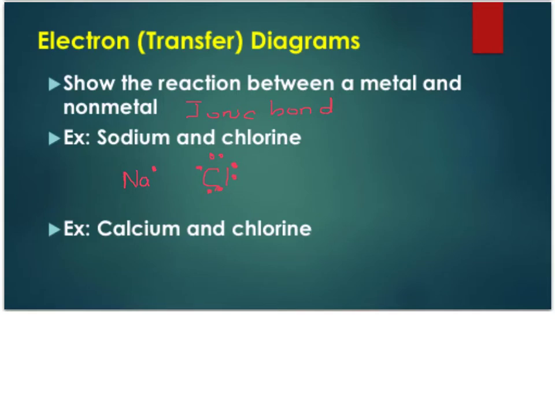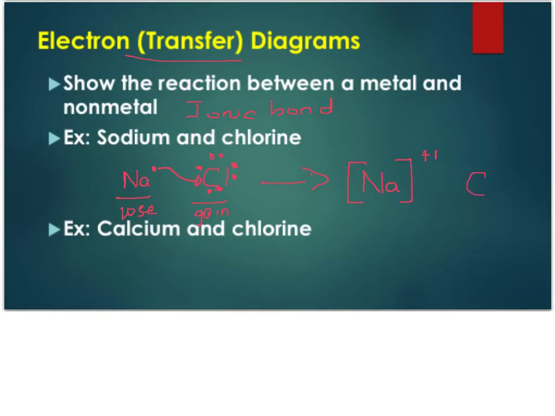Now, we talked about transfer of electrons. So the metals will lose, and the non-metals will gain electrons. So sodium is going to lose that 1 electron to chlorine. In the end, because sodium loses that electron, we represent sodium without that valence electron. We put it in parentheses and we write the charge because it's now the sodium ion.